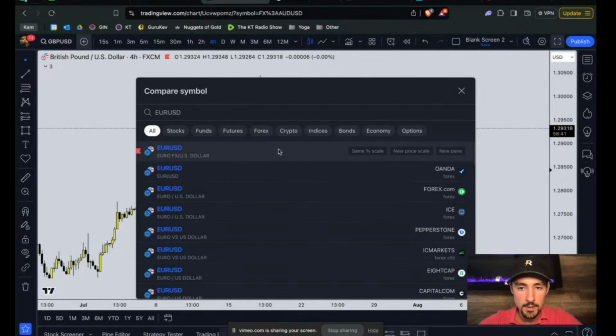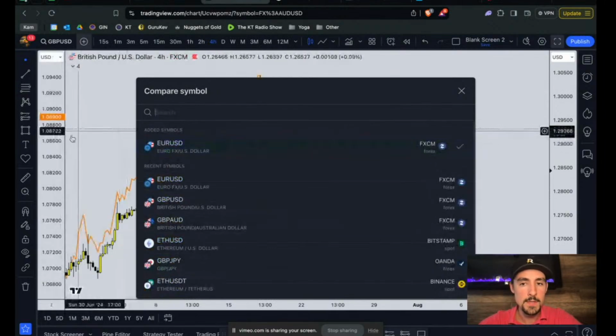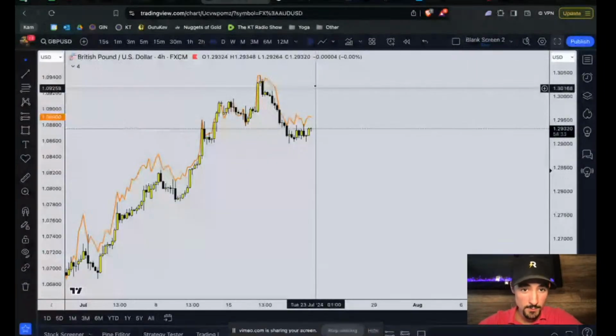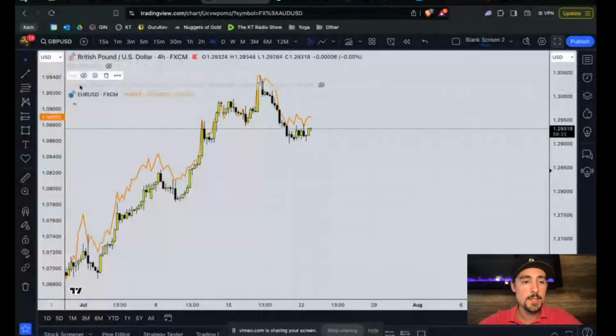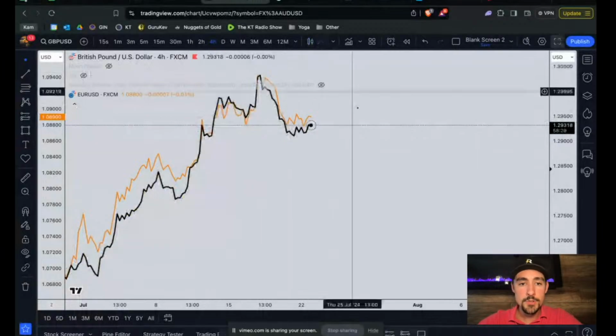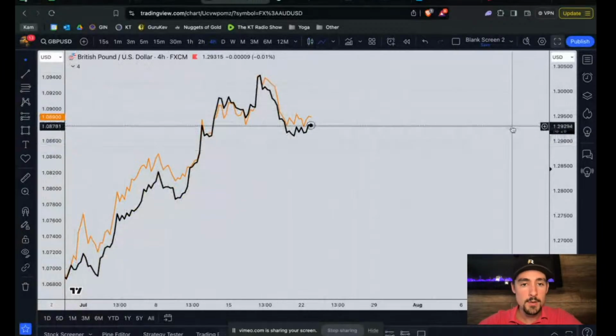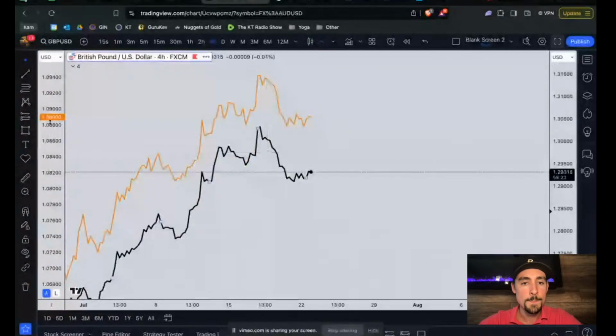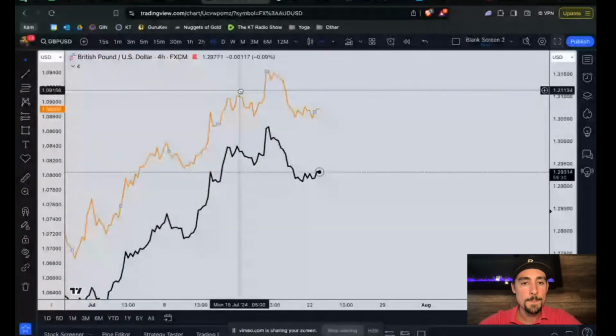And instead of just clicking, you want to make sure that you click new price scale. So I'll put a price scale on the left-hand side, and now I have both Euro and GBP USD on the exact same chart. Now you can look at the line charts together, and you can gauge which one's stronger or weaker than the other. Or you can look at both of them as candlesticks.